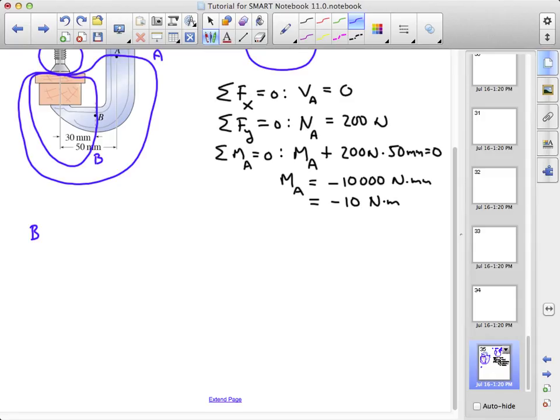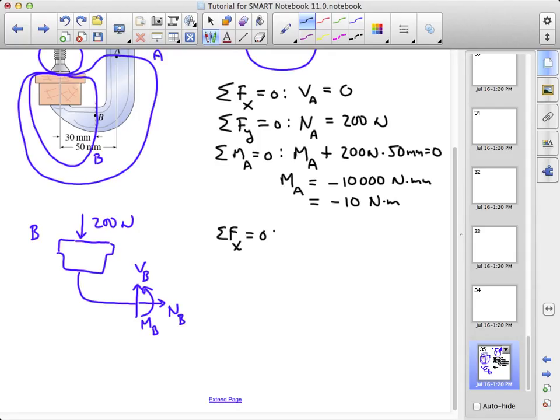For the free body diagram at B, we again have our 200 Newton load, and now normal force at B, shear force at B, and bending moment at B. Equilibrium here gives us NB is equal to 0 in the x direction. In the y direction, we have VB minus 200 newtons is 0, or VB is equal to 200 newtons.